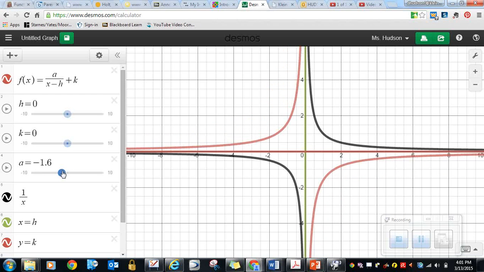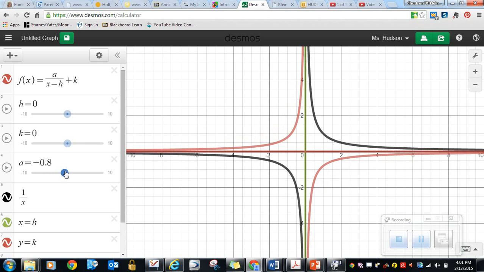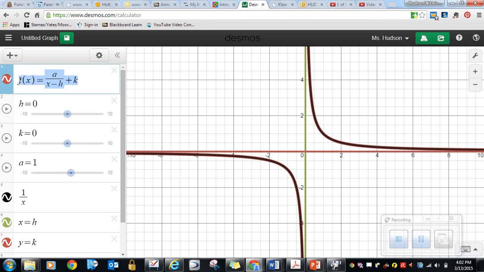Let's go back to where we were. We're going to reflect back to our original position. And that's what the graph of rational functions looks like, and how we transform it using our a, h, and k as we've done before.